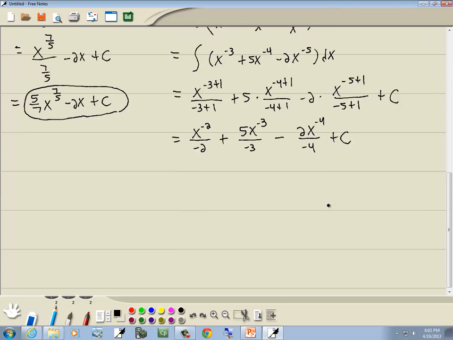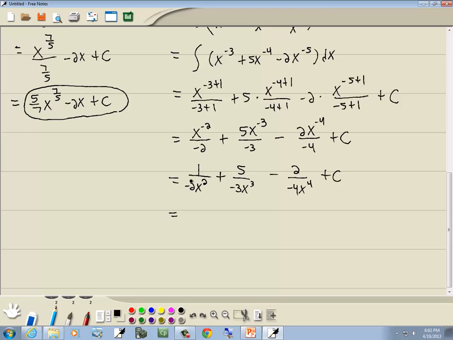Well, we want to take the x to the negative powers back down to the denominator. So this becomes 1 over negative 2x squared plus 5 over negative 3x to the 3rd minus 2 over negative 4x to the positive 4 plus c. Remember, when you move anything opposite where it's at in a fraction, the sign of the exponent changes. So when I take those x to the negative power downstairs, they become x to the positive.